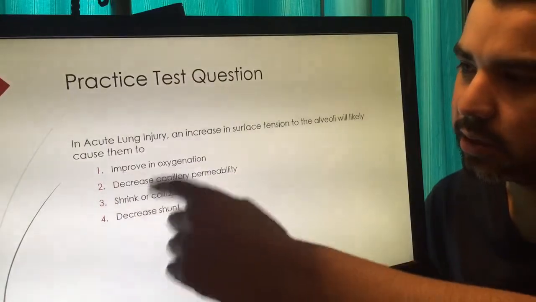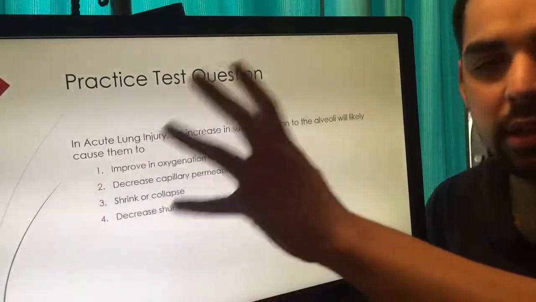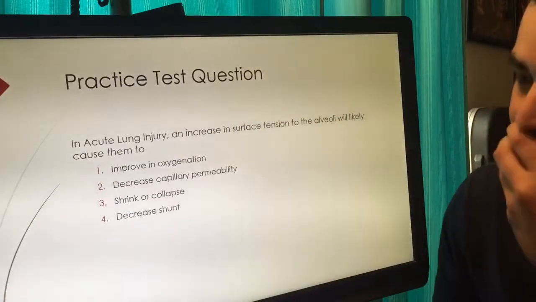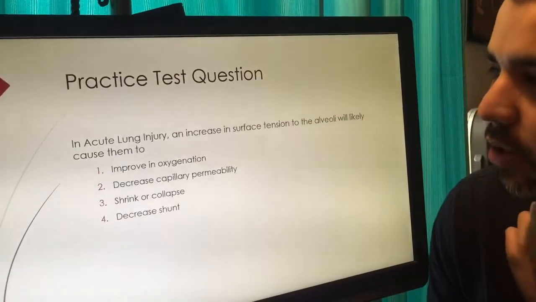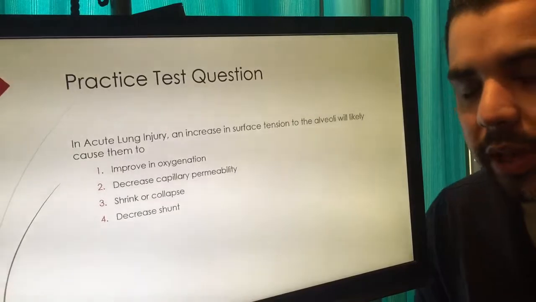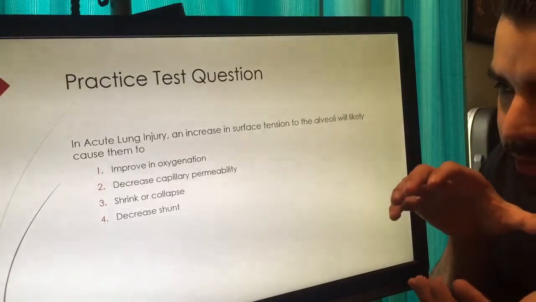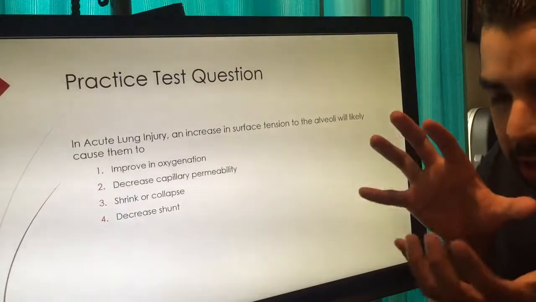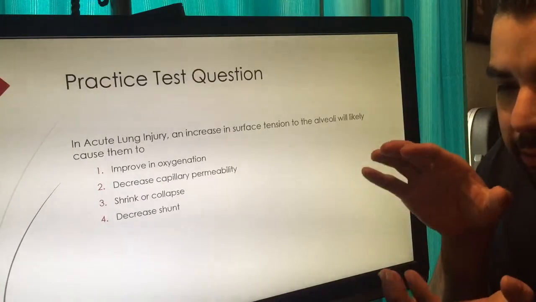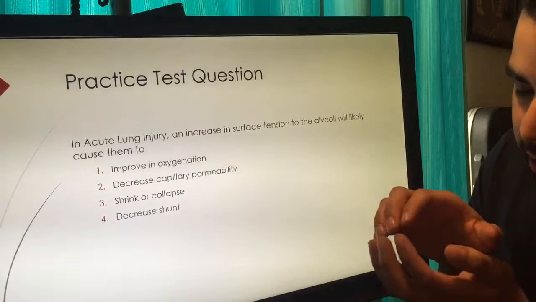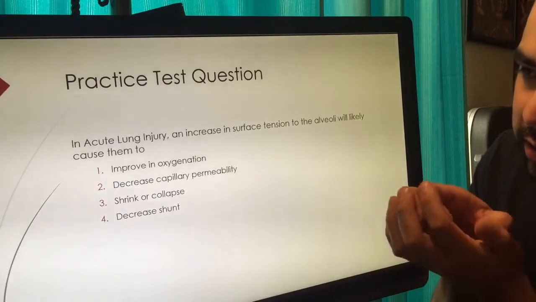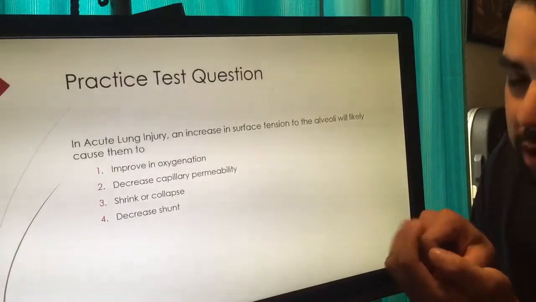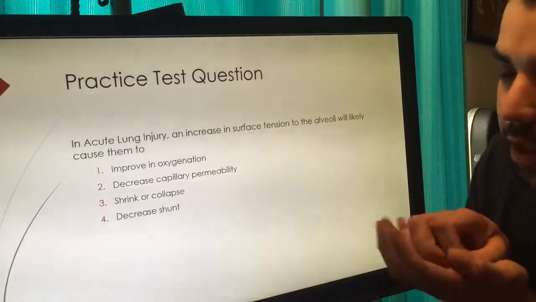All this is happening in acute lung injury, but 3 of them are wrong, and 1 of them's right. So does it improve oxygenation? You look at it this way: if you see a balloon, or a lung, and it has all this oxygen, but some fat kid just sits on it, it's going to increase the surface tension. You think that's improving oxygenation? No. There's going to be less oxygen entering the alveoli.